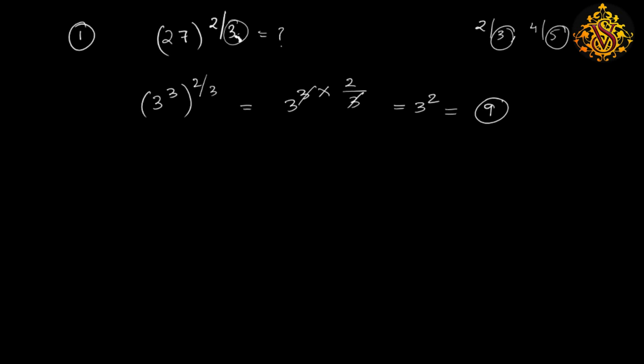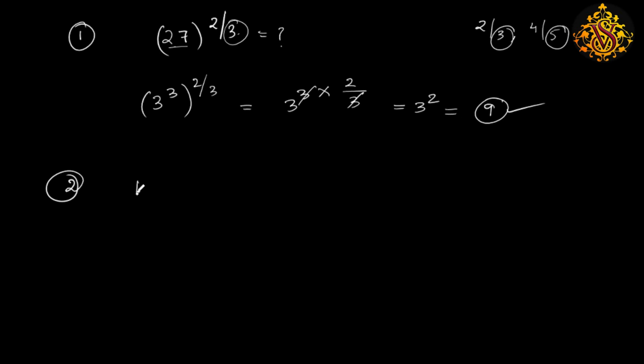The denominator of the fraction is what the number will be a power of, the cube or like 3 power 5 or something, depending on the number which has been given. Just simplify it: you'll be getting 3 cube whole power 2 by 3. Just multiply it, 3 into 2 by 3, the 3 and 3 get cancelled, so 3 square equal to 9 is our answer.